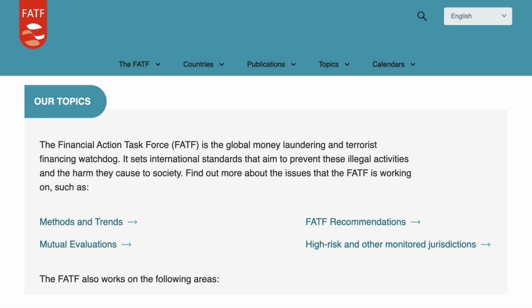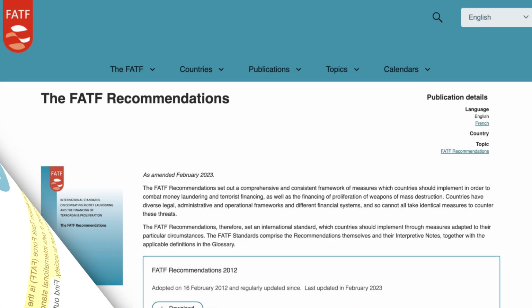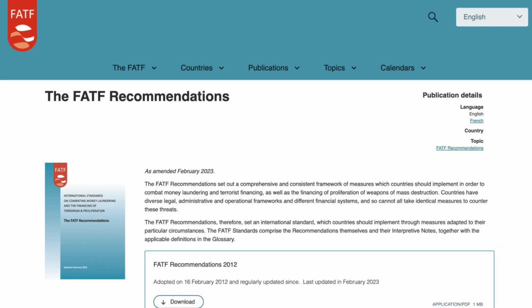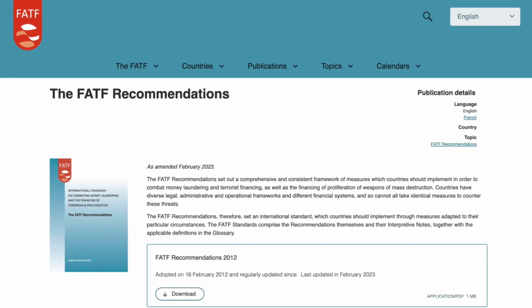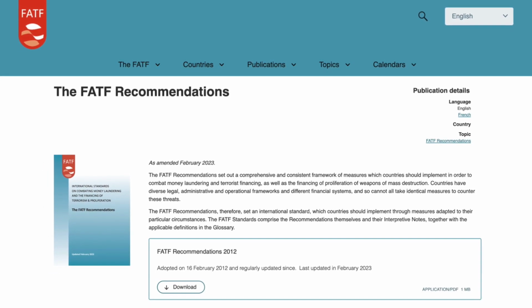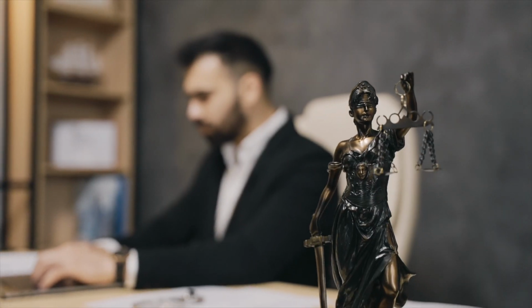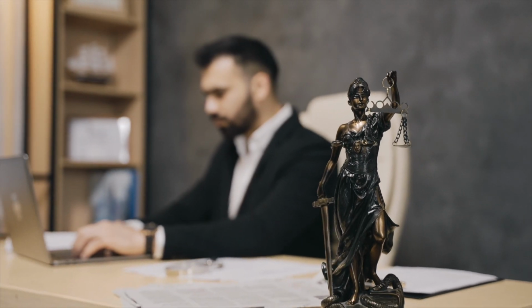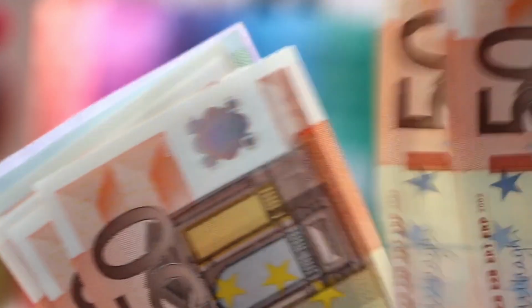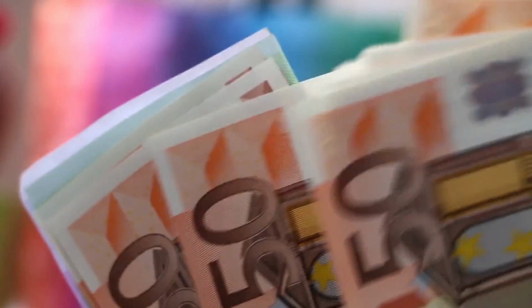As per its website, the Financial Action Task Force is, quote, the global money laundering and terrorist financing watchdog, setting international standards that aim to prevent these illegal activities and the harm they cause to society. In its inaugural year, the FATF published a report presenting 40 recommendations aimed at enhancing the fight against money laundering. Over time, these standards have been frequently and regularly updated to adapt to changing patterns and methodologies employed in money laundering and terrorist financing activities.